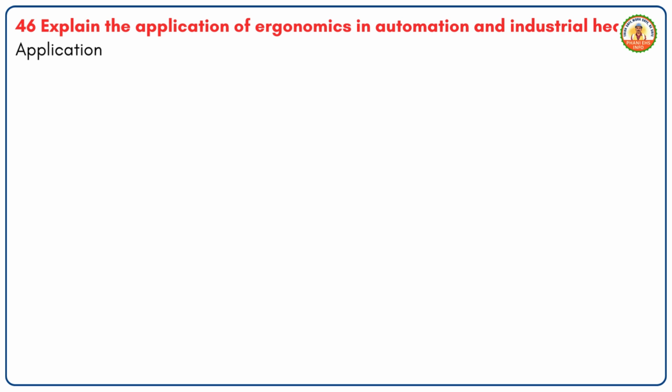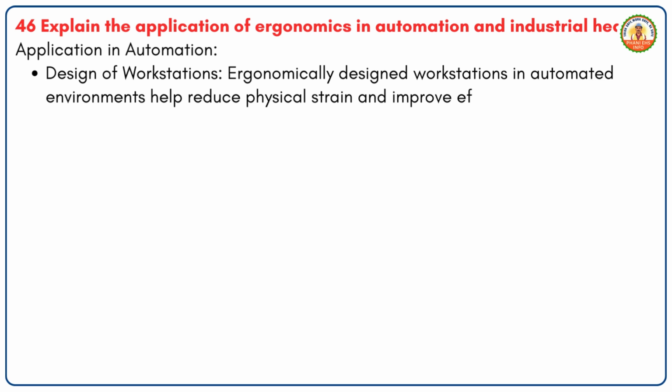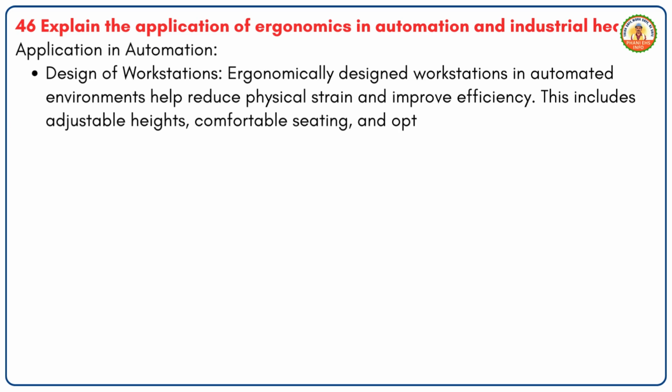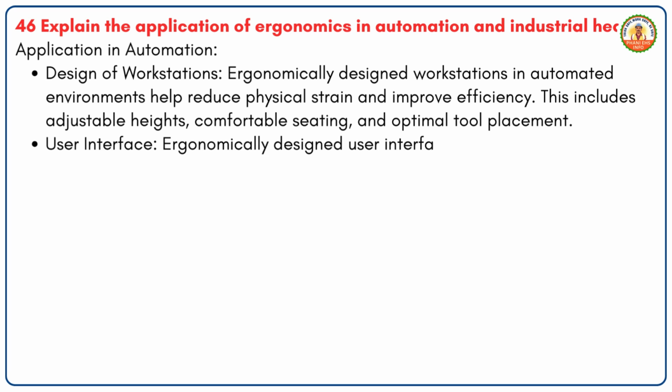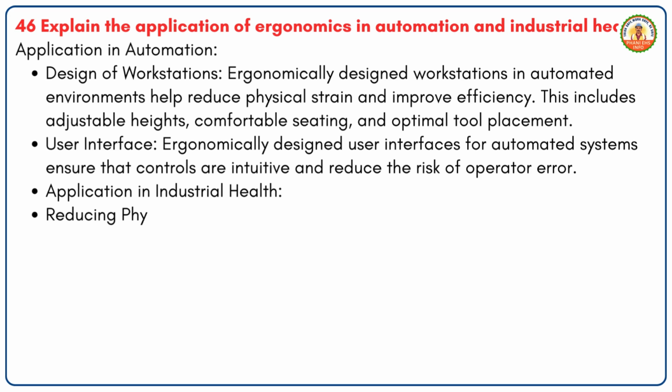46. Explain the application of ergonomics in automation and industrial health. Application in automation. Design of workstations. Ergonomically designed workstations in automated environments help reduce physical strain and improve efficiency. This includes adjustable heights, comfortable seating, and optimal tool placement. User interface. Ergonomically designed user interfaces for automated systems ensure that controls are intuitive and reduce the risk of operator error. Application in industrial health.